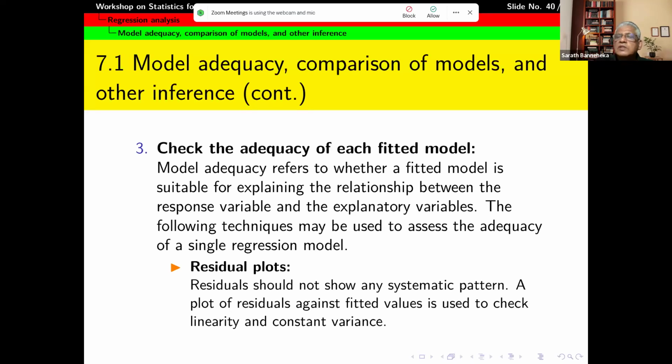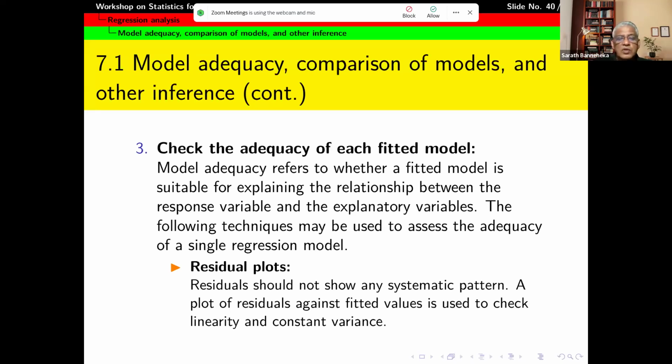So several things can be used for this purpose. One thing is residual plots. Residual is the difference between the predicted or fitted y value using the model and the actual y value, right? So you have observations, you have y values, right? Using the model, you can find out the fitted y value and you have the actual y value. So the difference between those two is called the residual.